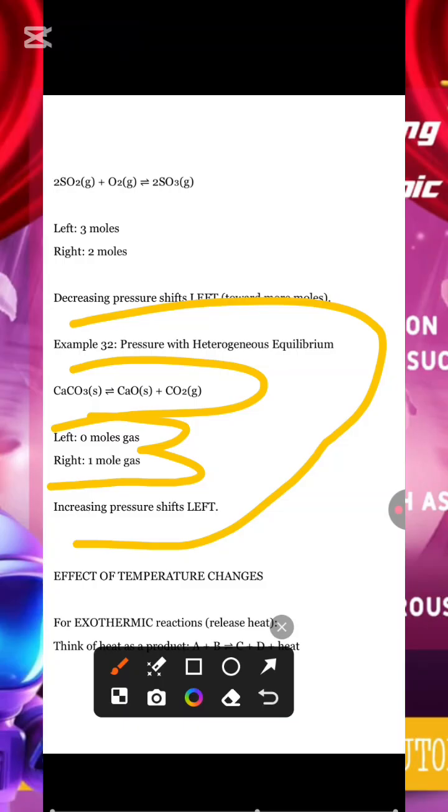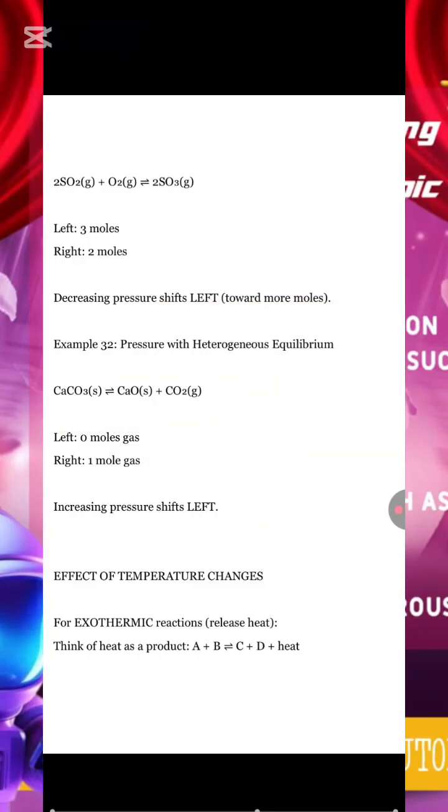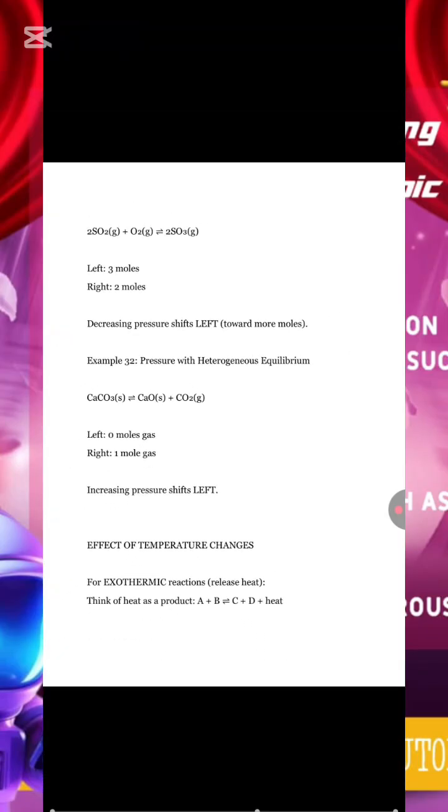So you can see that the right has more moles than the left. It means that increasing pressure will favor the left and decreasing pressure will favor the right. In other words, increasing pressure will shift equilibrium to the left and decreasing pressure will shift equilibrium to the right. Very simple. Just look at the side with more moles. The side with more moles is favored by lower pressure, and the side with fewer moles is favored by higher pressure. This is according to Boyle's law: pressure is inversely proportional to volume. If volume is high, pressure should be low, and if volume is low, pressure should be high.